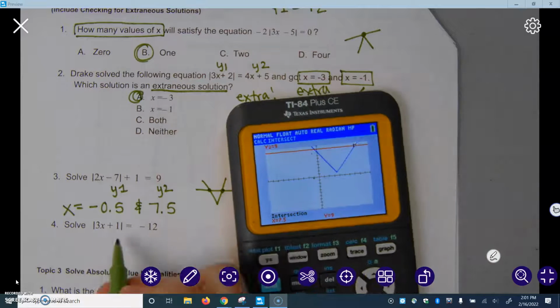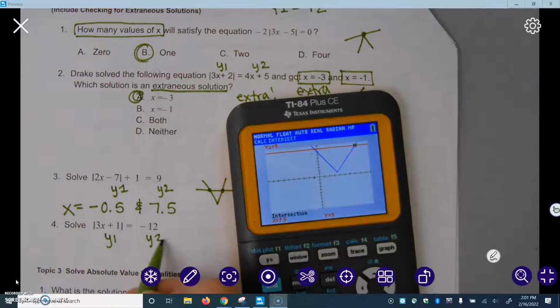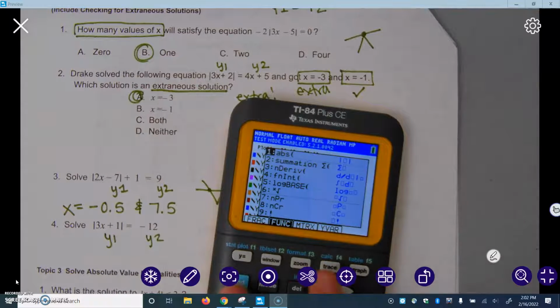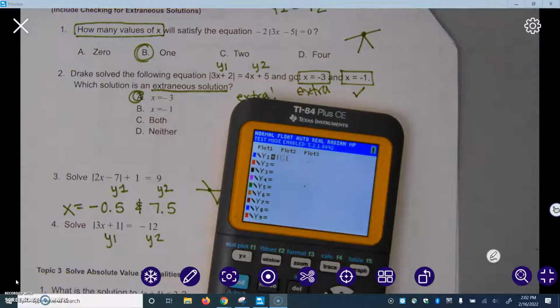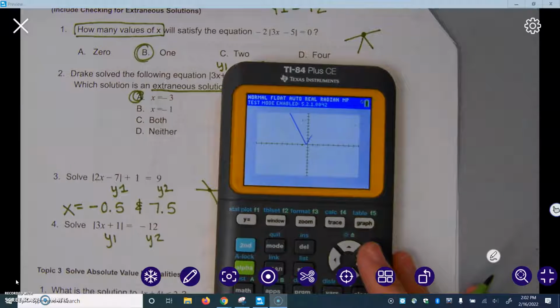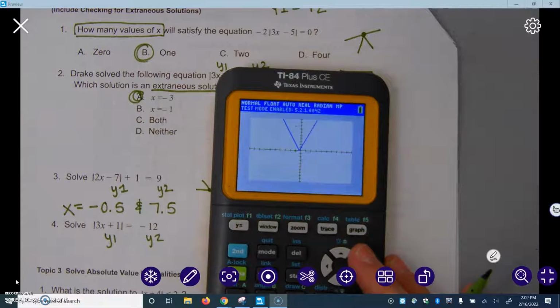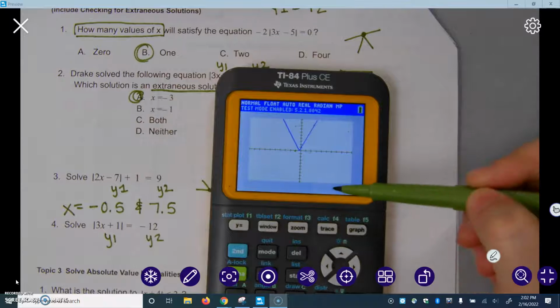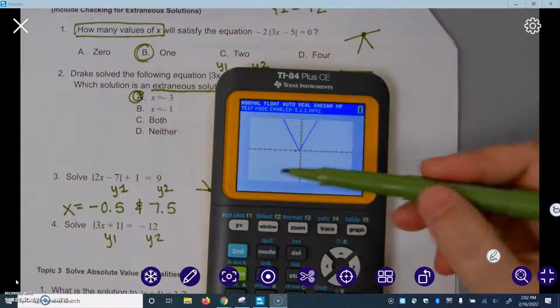All right, number 4, same way. I'm putting this in y1. I'm going to put this in y2. So alpha window to get the bars to show up. So 3x plus 1. And in y2, I'm putting in -12. All right, now my calculator's wheel has stopped turning, which means it's done. But I don't see the red line. I should see a blue and I should see a red.